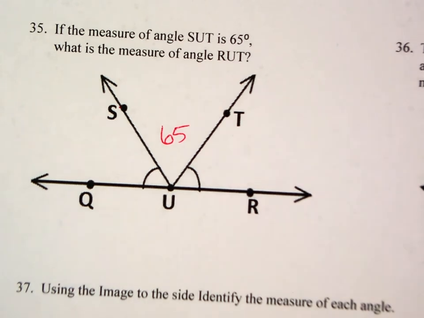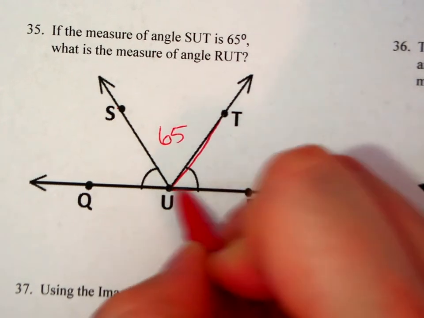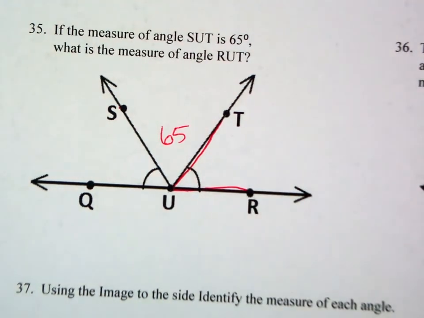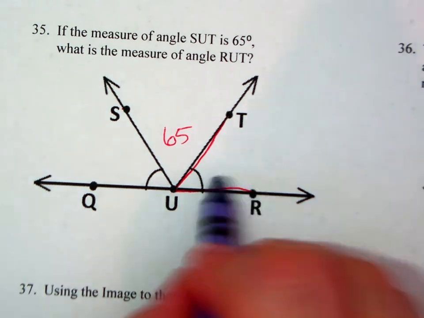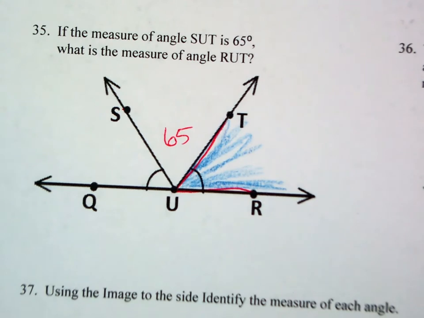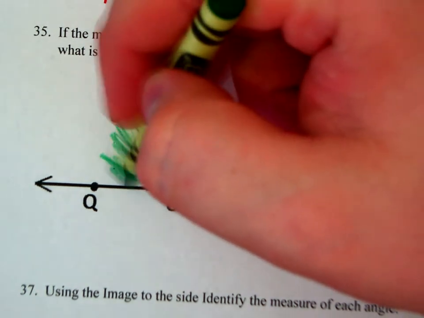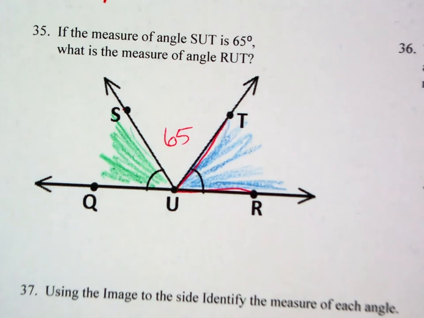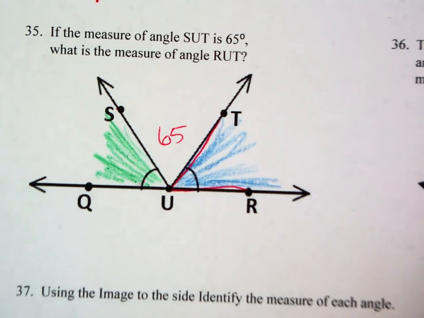Well, we need to look and see what information we're given. We're looking for this angle right here. And somewhere around here I have my trusty crayons to make sure that we're talking about the same angle. So RUT is my blue angle. SUQ is my green angle. And both angles have a single arch in them, which tells me that they are congruent.